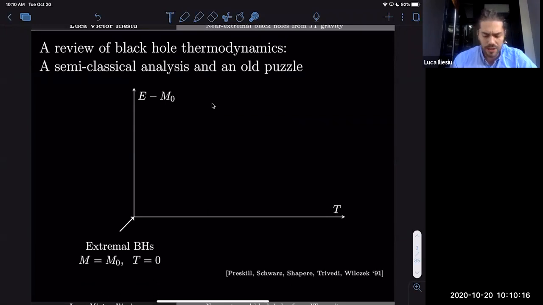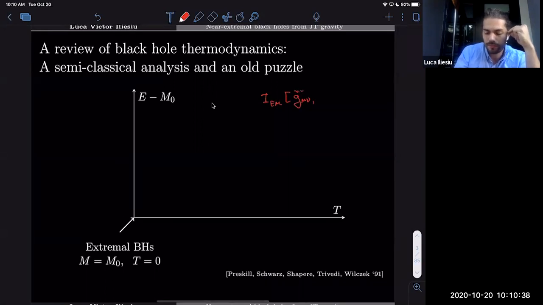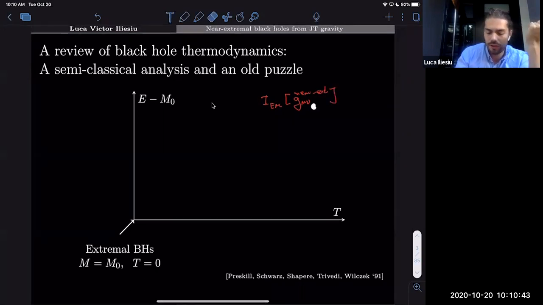So this calculation is very easy to do. The only thing you need to do is take the Einstein-Maxwell action, or whatever gravitational theory you're studying, and just plug in your near-extremal solution. And you'll find several terms. One term will give you a contribution to the entropy, another term will give you the contribution of the ground state. I think it comes with a plus.